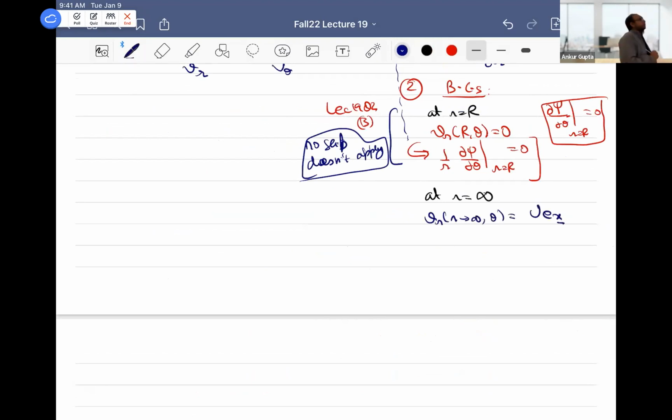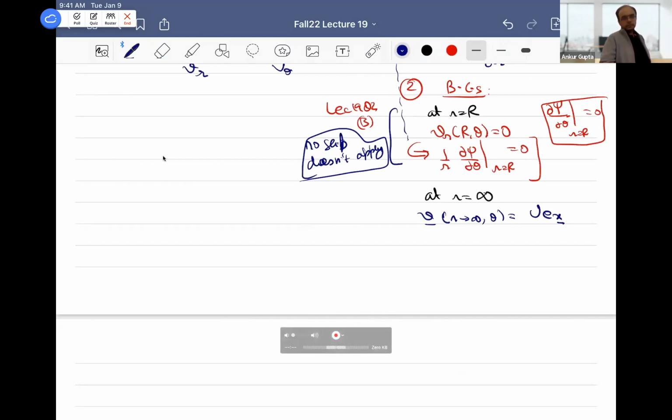And at this point, sorry, not v, just v vector, my mistake. V vector. And so at this point, again, don't forget that you don't have to do any trigonometry or any kind of transformation. Just look it up in the appendix, and you will be able to see this.